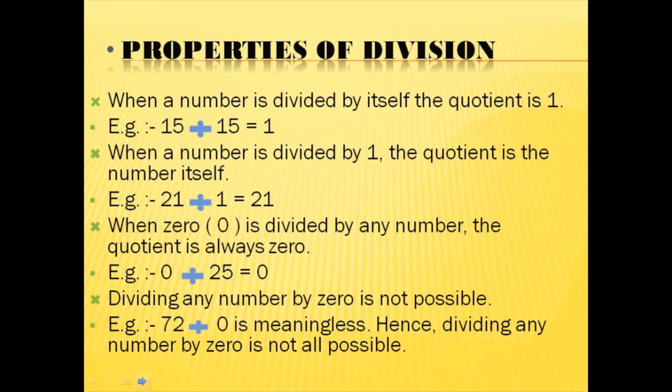The next one: dividing any number by 0 is not possible. That is, it is not defined. For example, if we take 72 and divide it by 0, it is meaningless. Hence, dividing any number by 0 is not at all possible.